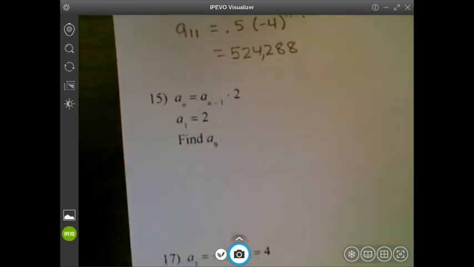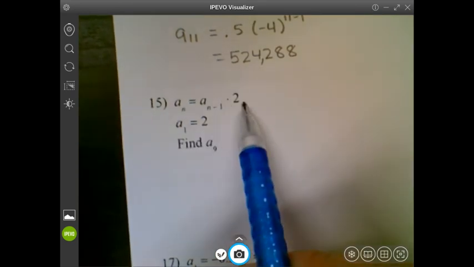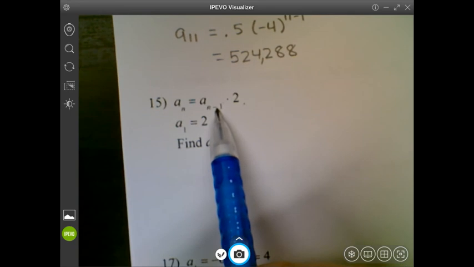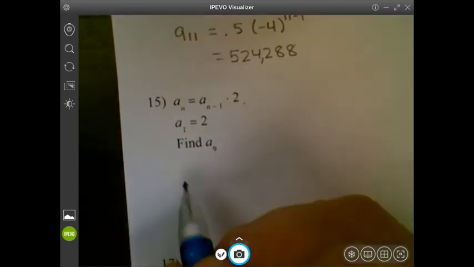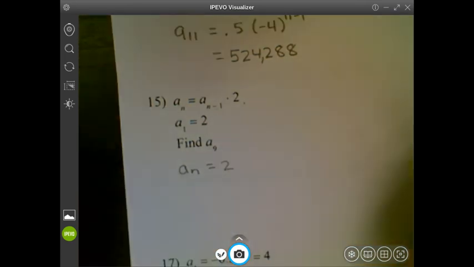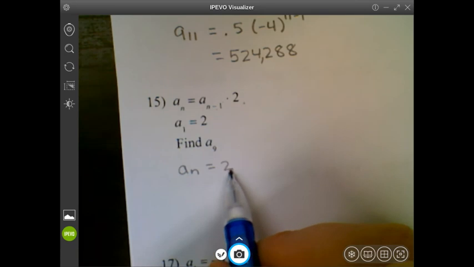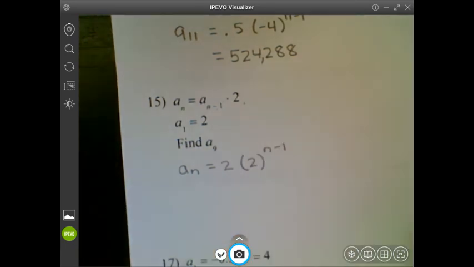All right, here is the next one. Find a sub 9. We have the first term is 2. Because this is recursive, to get the next term, you take the term and multiply by 2, and then to get the one after that, you multiply by 2 again. It's easiest if we just write the geometric formula for this. So the first term is 2, times 2 to the power of n minus 1.